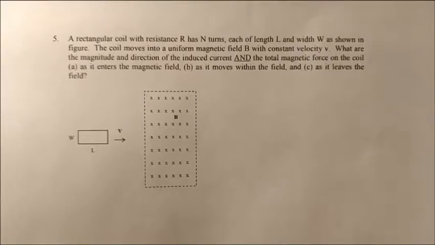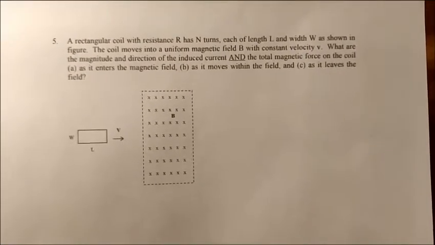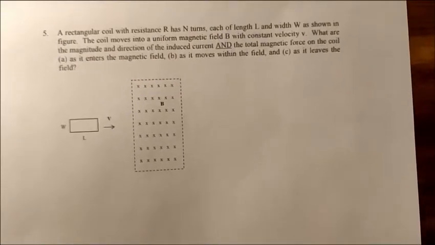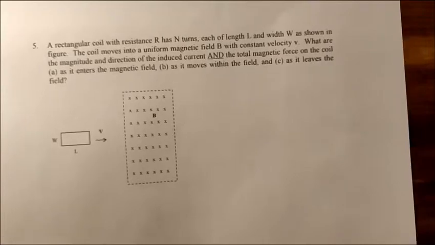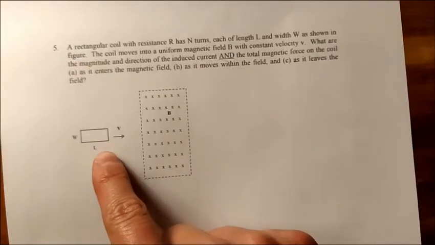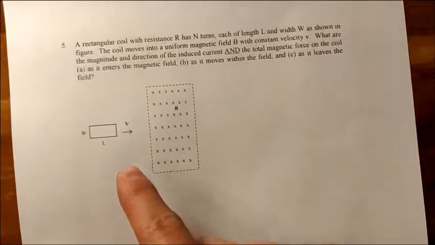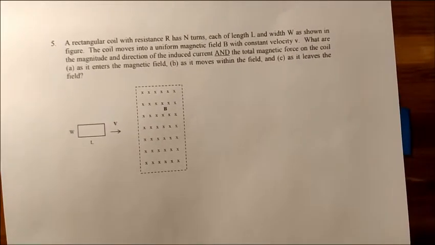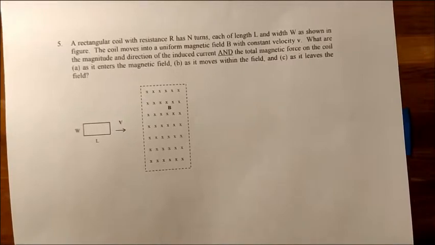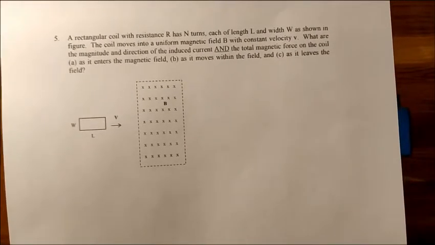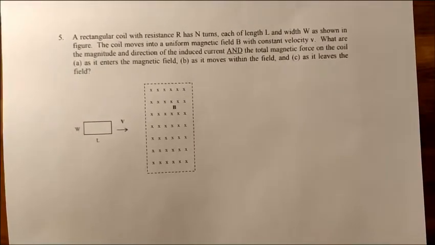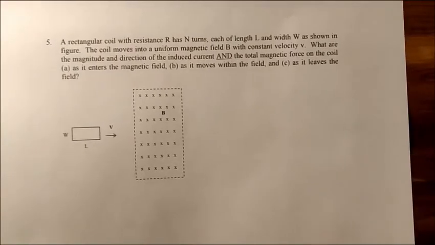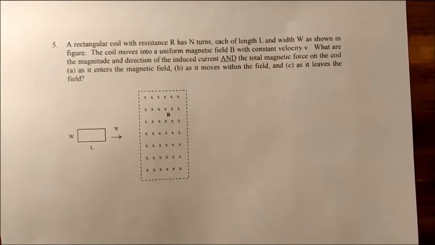Hi everyone, I'm just going to be doing another Faraday's problem. The problem is a rectangular coil with resistance R has n turns, each of length L and width W as shown in this figure. The coil moves into a uniform magnetic field B with constant velocity V, and it's asking what are the magnitude and direction of the induced current and the total magnetic force on the coil.